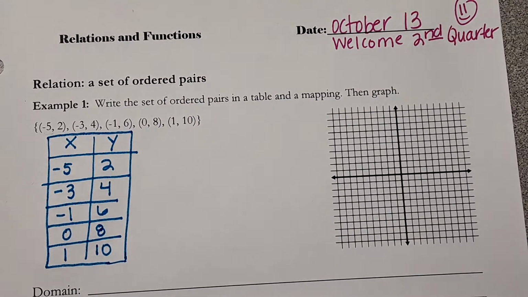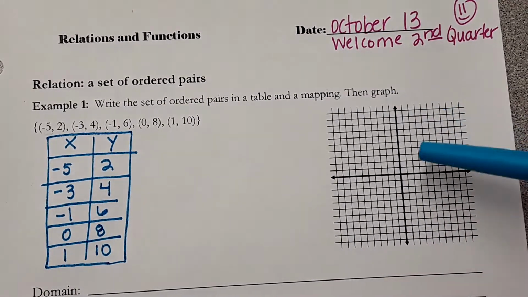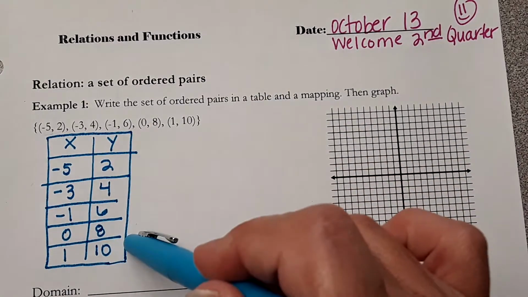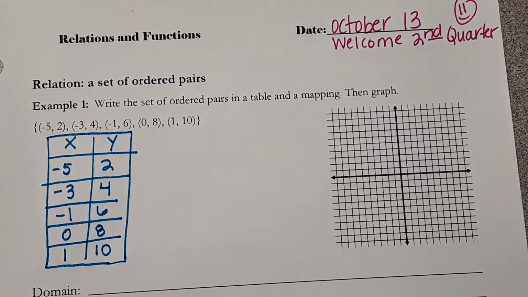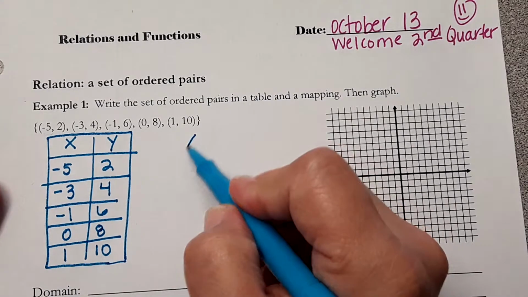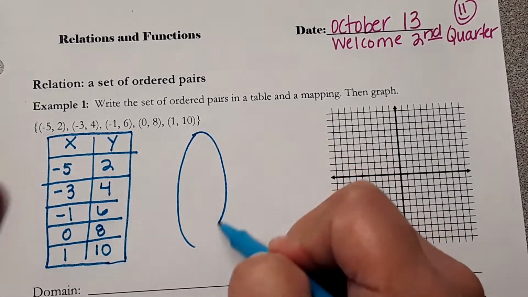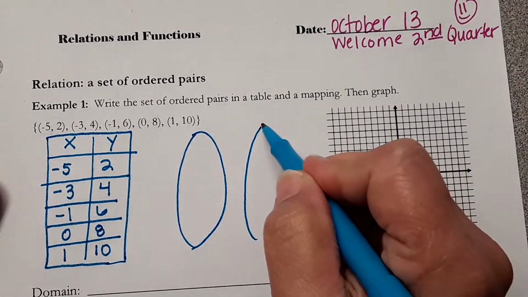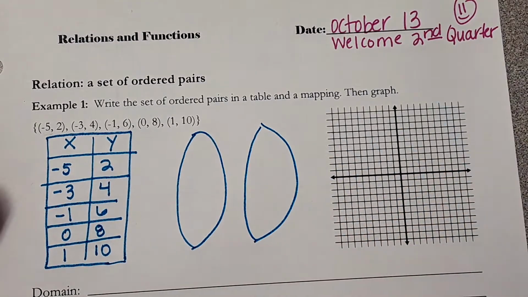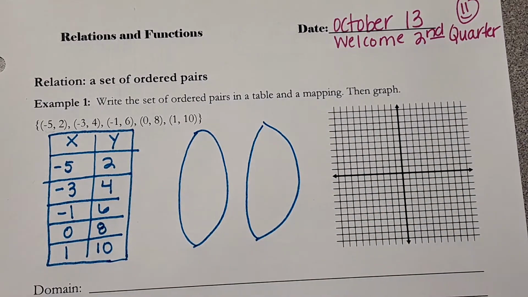Okay, so this is a table, and now we're going to make a mapping and we're going to graph. A mapping is two ovals. They don't have to be huge, but I make them big because you have to see them, and we do have to put a lot of numbers in.